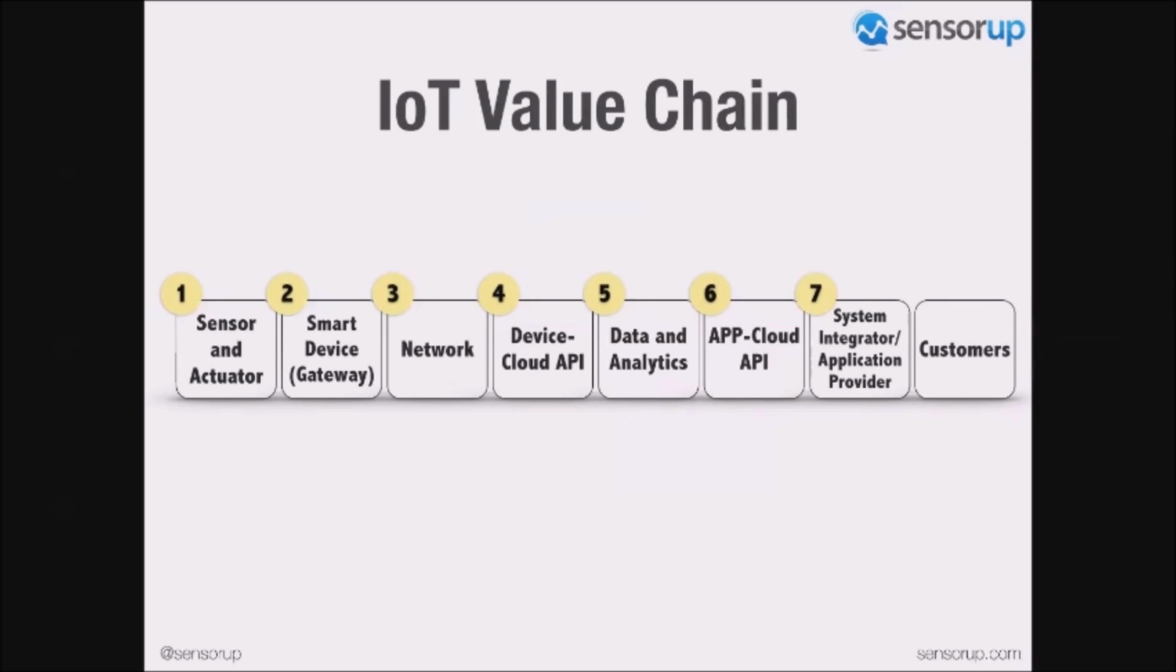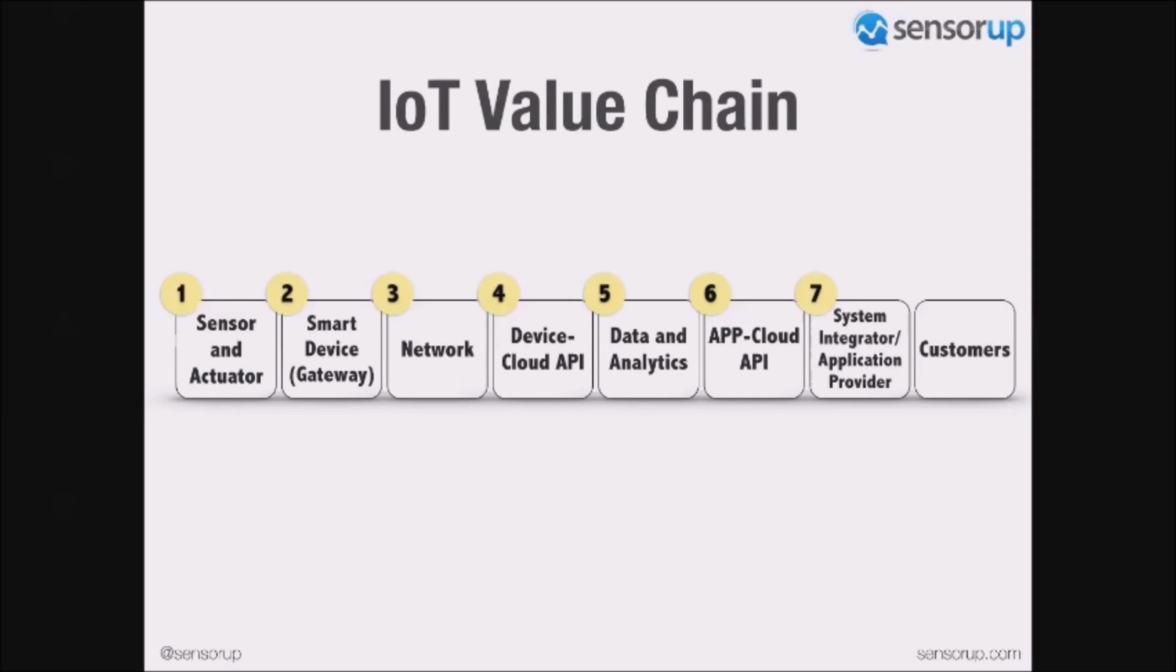And here is the value chain of IoT. If you want to develop an application for your sensors or your things, these are the steps you need to go through. The first step is you need to have a sensor or an actuator. For example, if you are collecting temperature data, you decide which temperature sensor you need to use, and what the accuracy and reliability are.